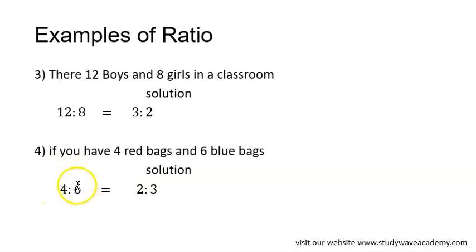Can we divide it to change it into its simplest form? Yes, we can. We have to look for a number that can divide 4 and also divide 6. 2 can divide 4 and 2 can divide 6 without a remainder. So we use 2. 2 divided by 4 is 2 and 2 divided by 6 is 3. So we have 2:3. The simplest form of 4:6 is equal to 2:3. Did we get that? I hope you understood it, right?